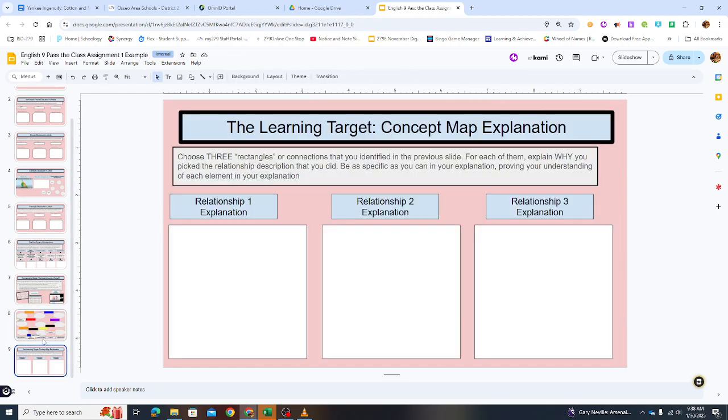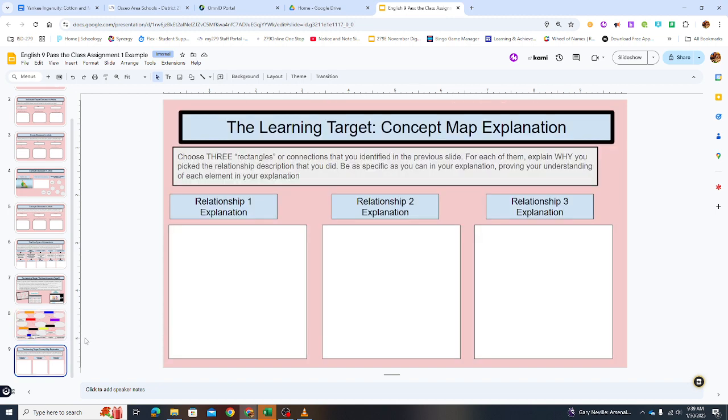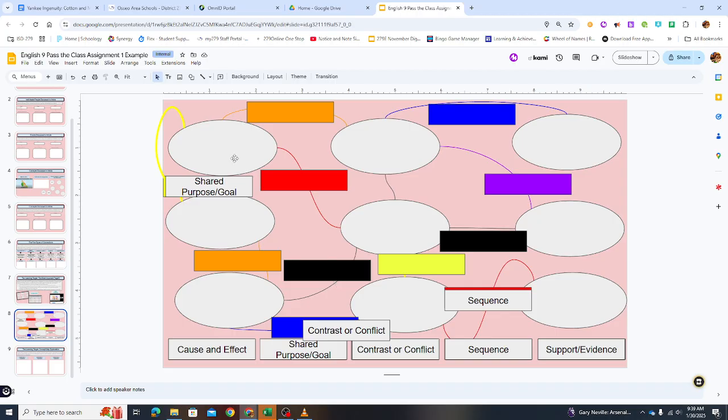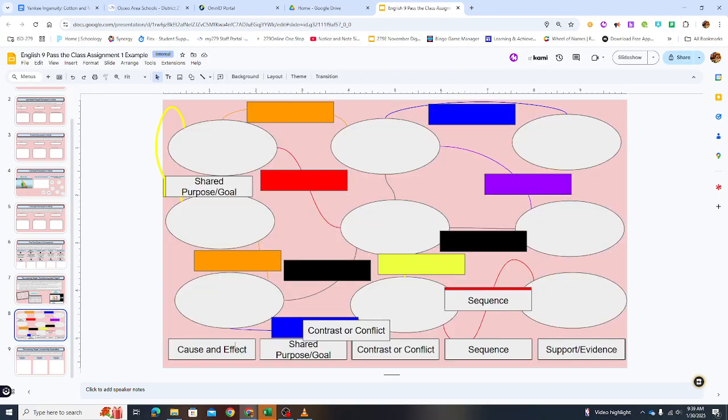So for the next slide, the last slide of the assignment, you're almost there. You're going to pick 3 of these rectangles and explain why did you move that type of rectangle there, right? So you'll say on here, I decided that Sam Slater and the Industrial Revolution had a connection of shared purpose and goal because they both were working towards the advancement of technology. Right? So here you're going to pick 3 relationships and tell me why did you say they were cause and effect or shared purpose or goal or sequence.